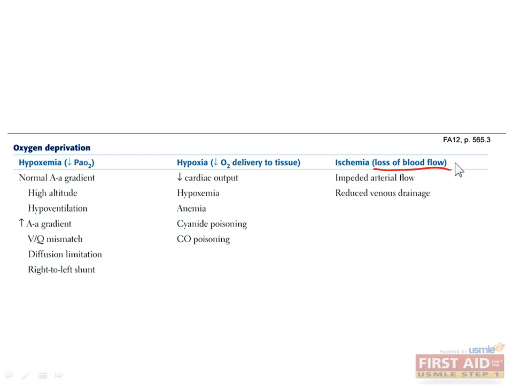Finally, ischemia is a loss of blood flow to a particular tissue or organ, and thus the absence of oxygen availability. This can be caused by something that impedes blood flow, such as embolus or clot, or by decreased venous drainage. Since if blood can't exit a capillary bed, then no blood can enter it either. You can also argue that decreased cardiac output is kind of a form of ischemia, and ischemia, like hypoxemia, is a subset of hypoxia.